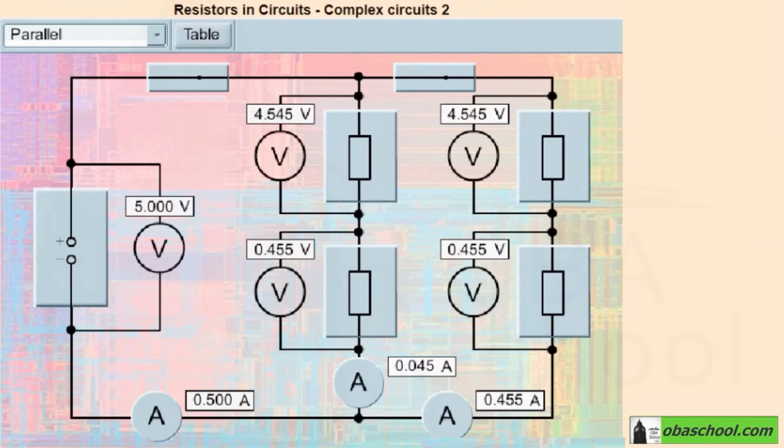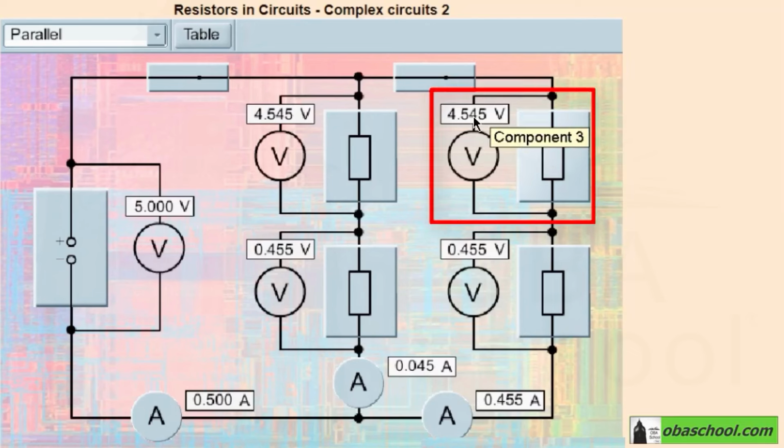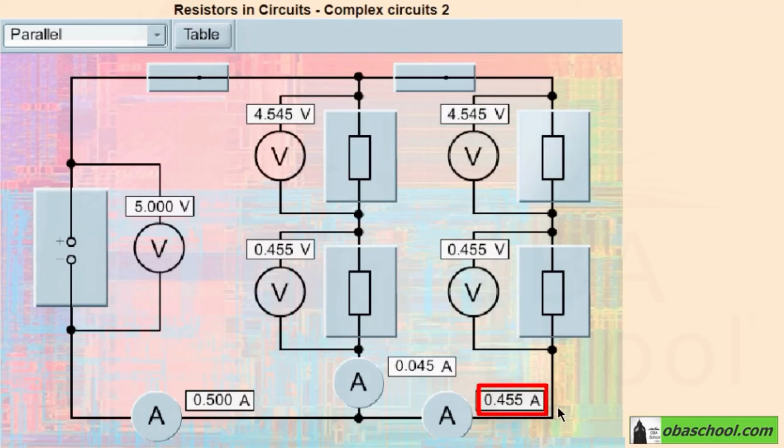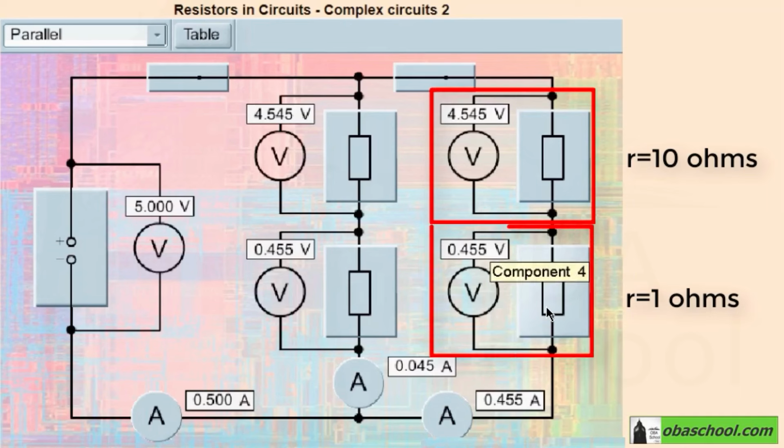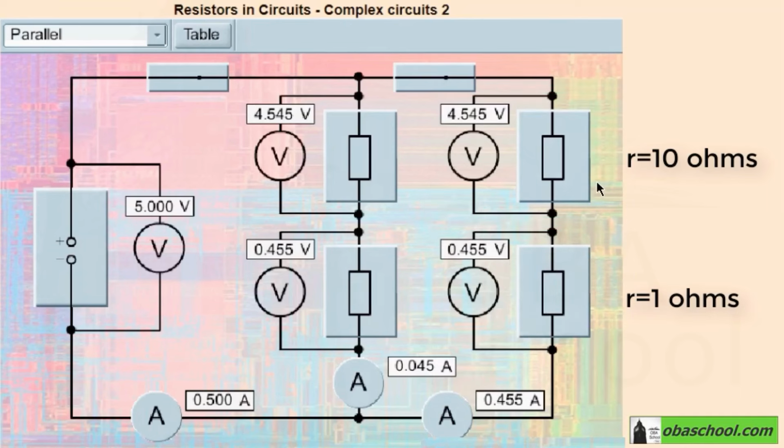So let's go by steps. First, the resistance of component 3 is equal to the potential difference divided by the current passing in this branch, which equals 0.455 amperes. So the resistance here is approximately 10 ohms. The resistance of component 4 is equal to 0.455 divided by 0.455, which gives a resistance of 1 ohm. And here component 3 and 4 are in series, so their total resistance is equal to their summation, which equals 11 ohms.